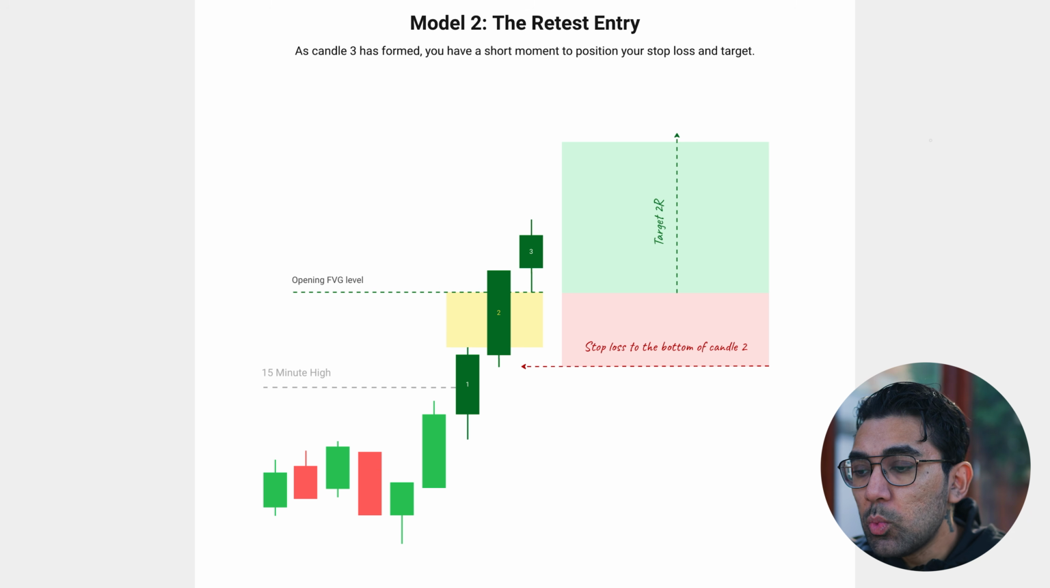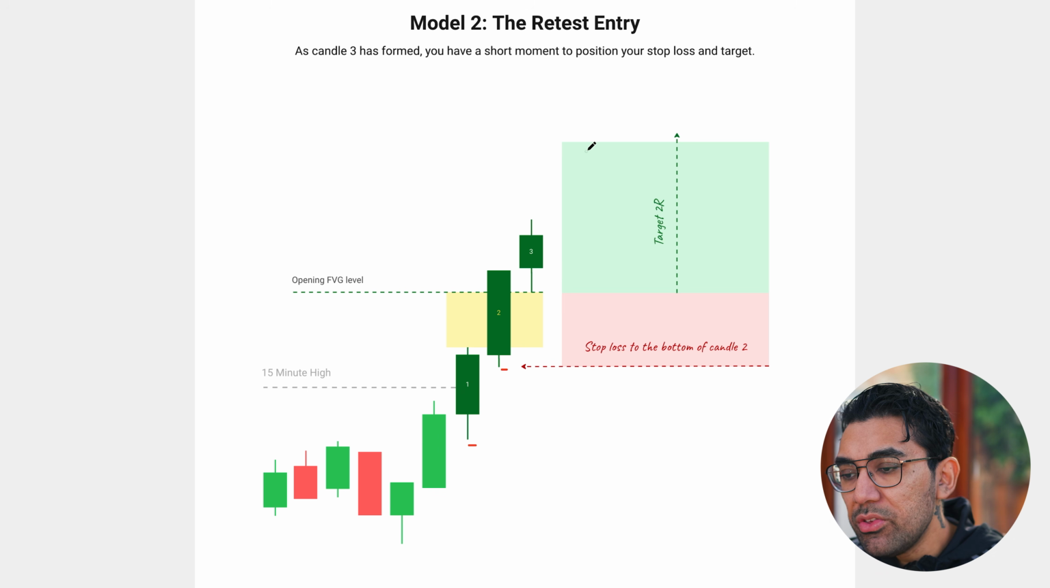Now, the second model is when the third candle has already formed, right? So you've got candle 1, candle 2, and candle 3 just here, 2 and 3, all right? These are now breaking the 15-minute high range, right? So you can see that. Now, just at the top of this fair value gap, you can see this yellow box. I've added this little line here. That line represents the opening of the fair value gap, all right? So that would be just right there, okay? As soon as that fair value gap starts, just at the top there, that is going to be your point of entry for this model.